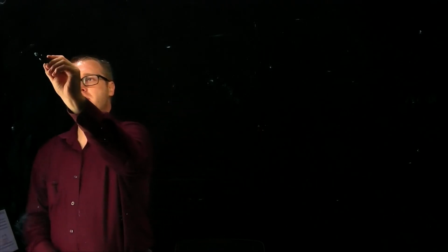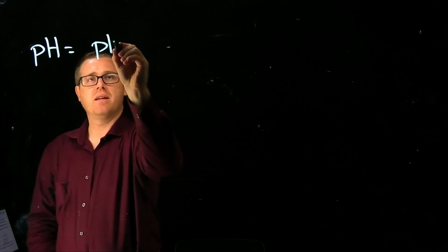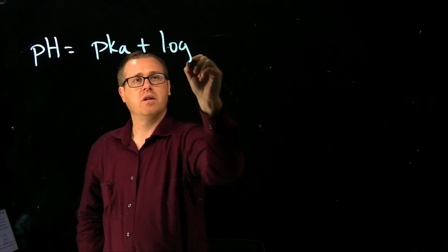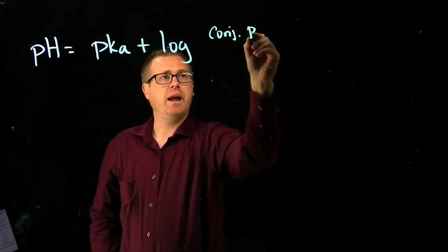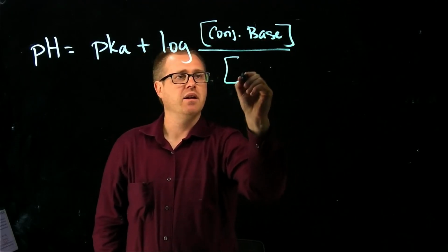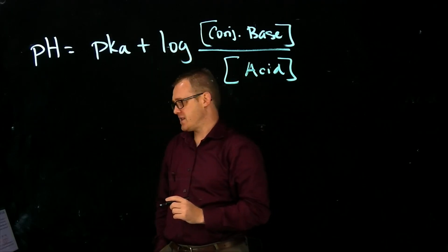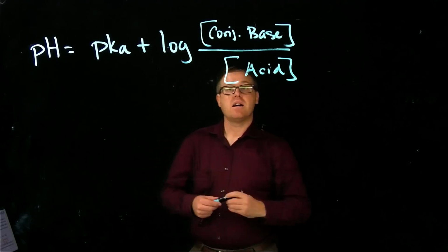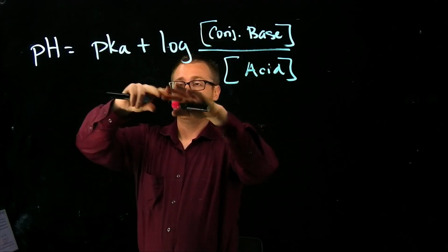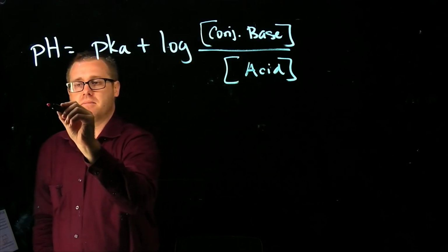So this is the Henderson-Hasselbalch equation: pH equals the pKa plus the log of the concentration of the conjugate base divided by the concentration of the acid. Okay, so that's the Henderson-Hasselbalch equation. I'm not going to show you how I rearranged it, but I'm going to take this equation, use algebra, and rewrite it to look like this.